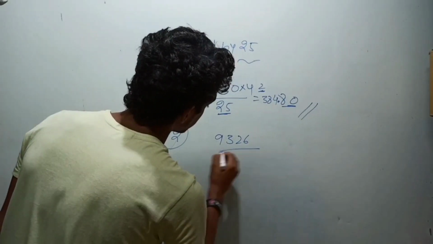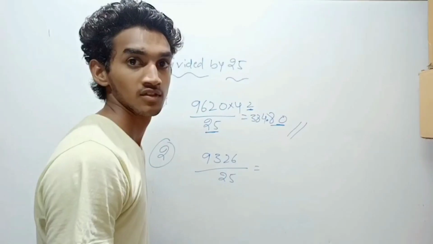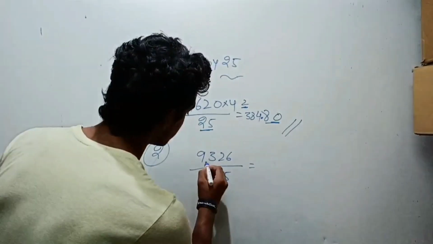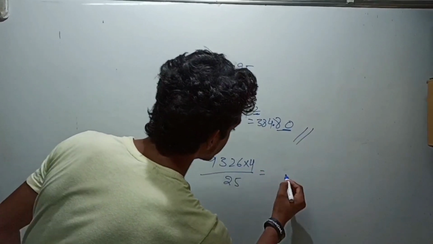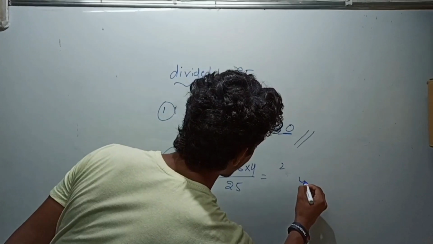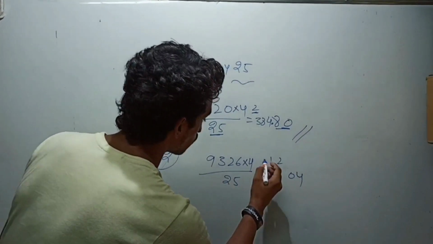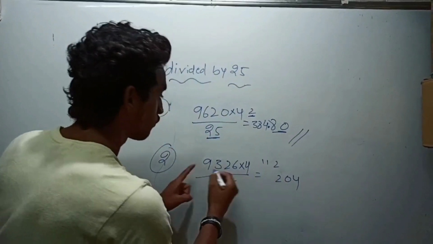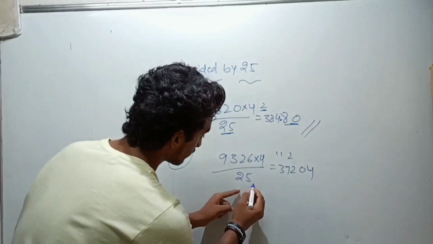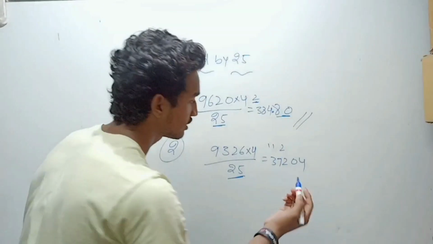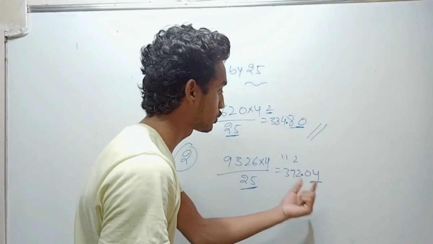And the second question is 9326 divided by 25 equals. First we should multiply this number by 4. Then 4 sixes are 24, we write 2 as a carry. Then 4 twos are 8 and 1 as carry. And 4 threes are 12, 1 carry. And 4 nines are 36 plus 1 equals 37. So here in the denominator there are 2 digits, so we leave the 2 digits and put the point here. So the answer is 372.04.